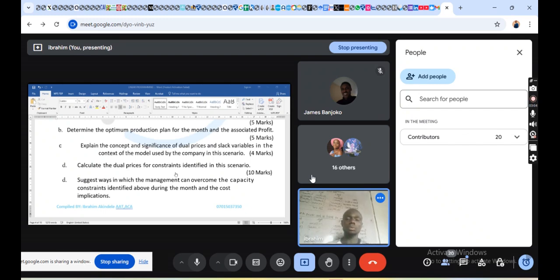So what we need to do is to increase that variable by 1. First, we determine dual price for the skilled labor. Then we determine dual price for the unskilled labor.